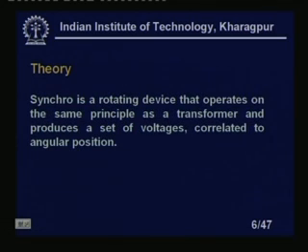Theory. A synchro is a rotating device that operates on the same principles as a transformer and produces a set of voltages correlated to the angular position. There are 3 stators. Across each pair of stators, that means between stator 1 and stator 2, stator 2 and stator 3, stator 3 and stator 1, we will get some voltages that can be calibrated in terms of the position of the rotor. So, as the rotor position changes, the voltage output also will change.